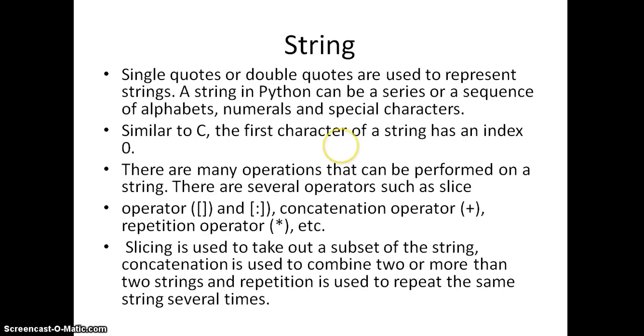Now let us go to string operations. To define a string, single quotes or double quotes are used. A string in Python can be a series or sequence of alphabets, numerals and special characters. The first character of a string has an index of 0. There are 3 different operations that can be performed on a string: the concatenation operator, the slice operator and the repetition operator. Let us see them one by one.